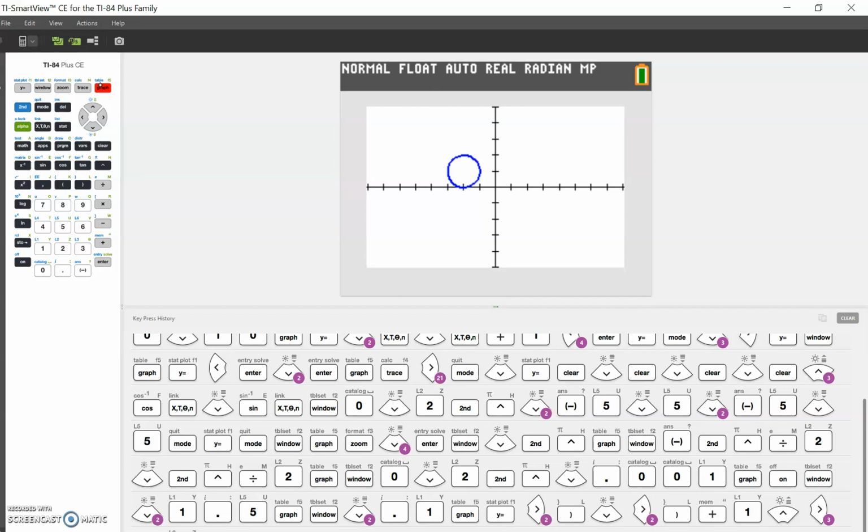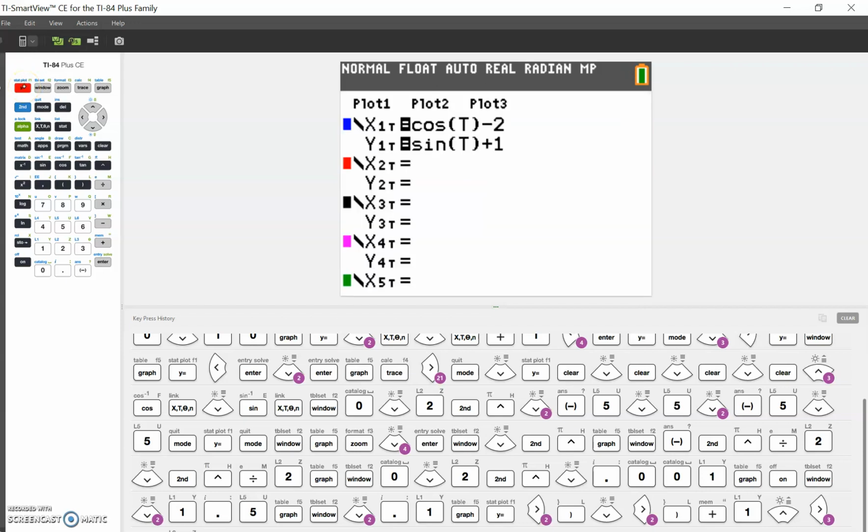Okay, now let's try and change the radius. So this is our unit circle right now. It has a radius of 1. How do you think you would do that? I'm going to go ahead and delete this. Pause the video and see how you could change the radius.